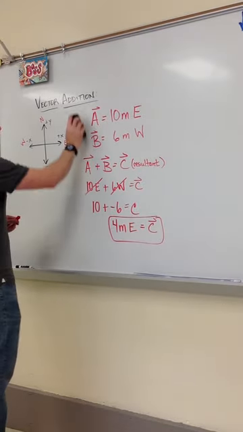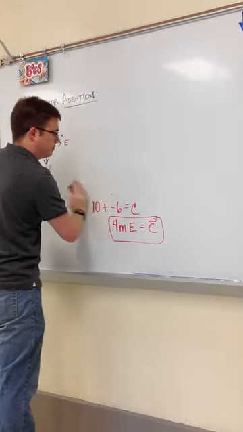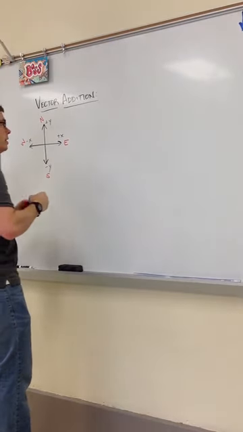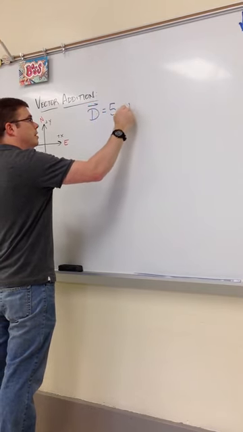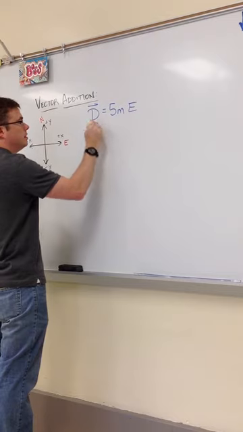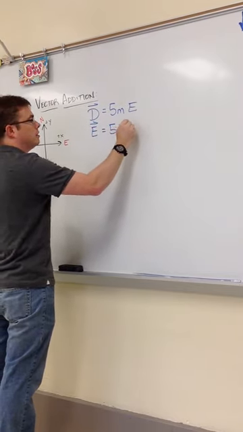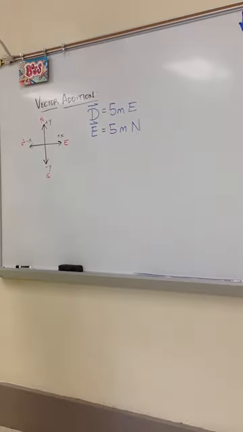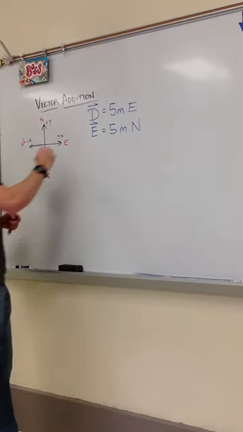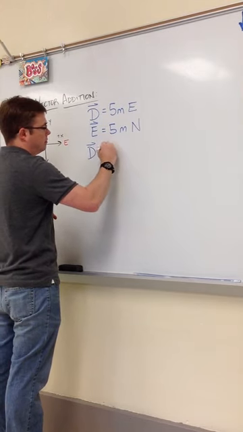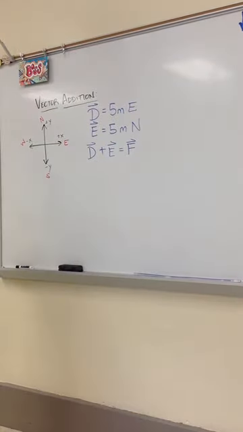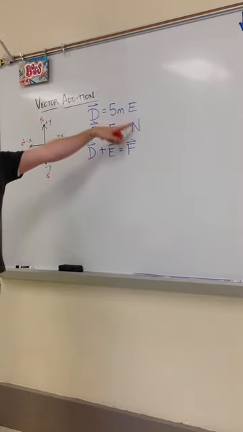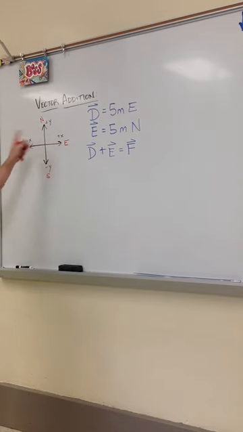All right, now let's try one that's a little different. Let's say I had D, which is 5 meters east, and I had E, which is 5 meters north. Okay, and I want to add them together to get F. Now look at them. These are not opposite one another. East is not opposing the north. So that changes how we do it.